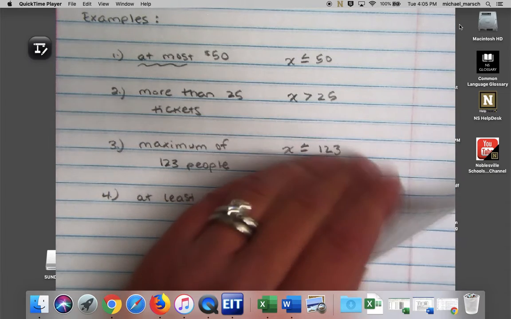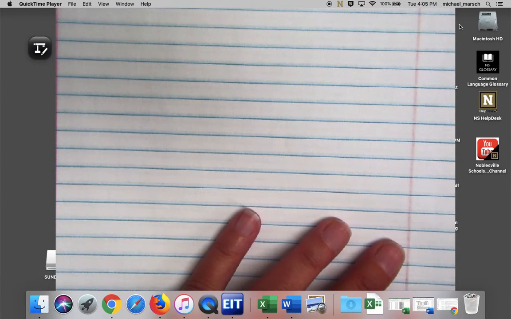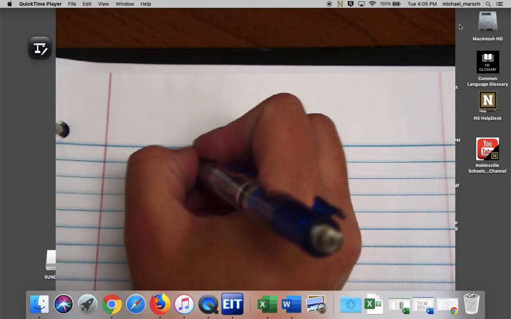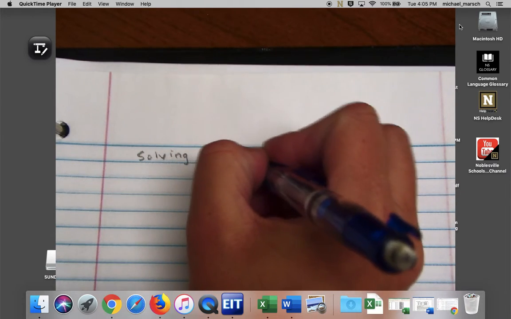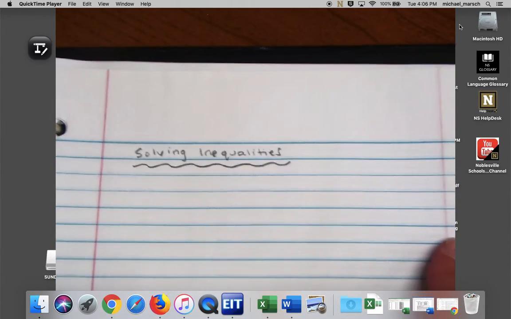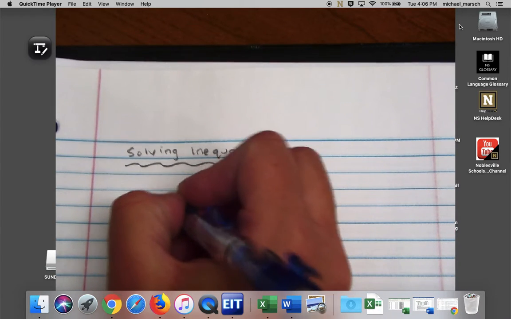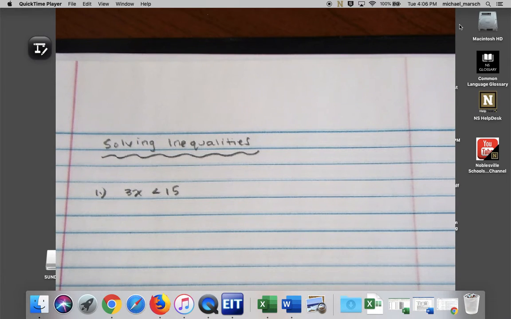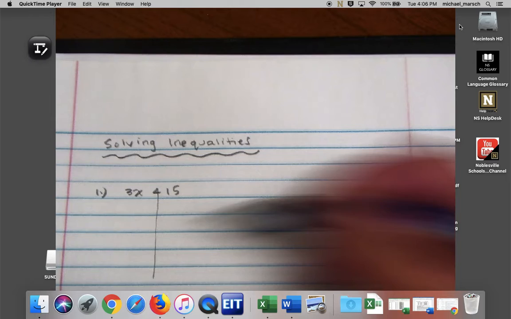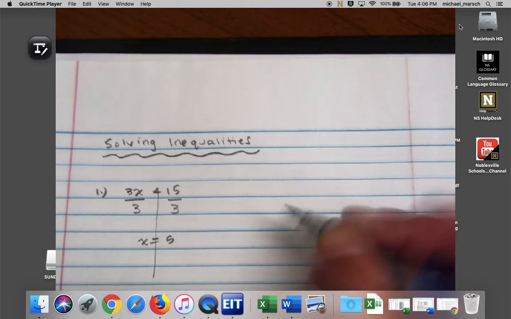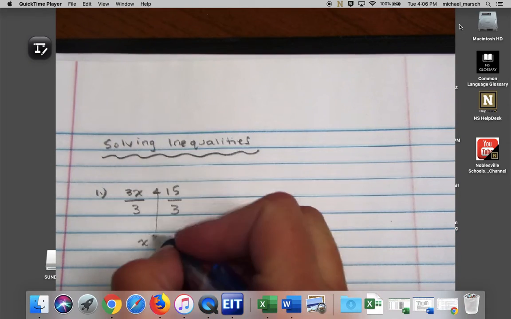Okay, so let's now move on to solving inequalities. So now I'm on page 32. And we're going to start out pretty simple with some one-steps. So solving inequalities. I have 3x is less than 15. Okay, so I'm going to do the exact same thing I would have done if this was an equation. I'm going to draw my wall of equality. I'm going to divide by 3 on both sides, and I get x equals 5. Excuse me, not equals. X is less than 5.